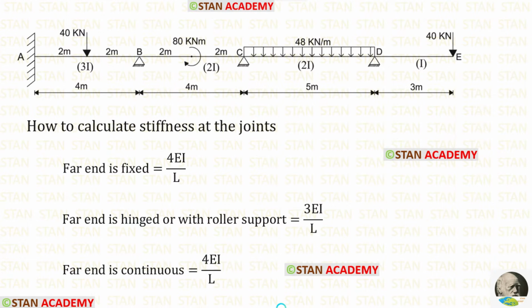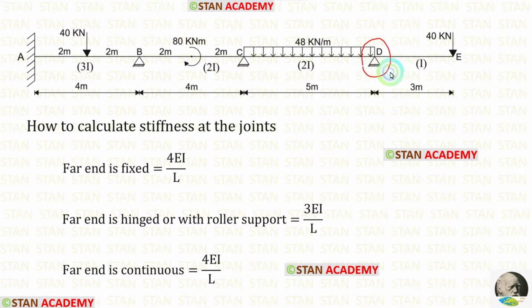In the moment distribution method, we have to find the distribution factor. We have to find the distribution factor only in the joints. Here there are three joints, joint B, joint C and joint D.